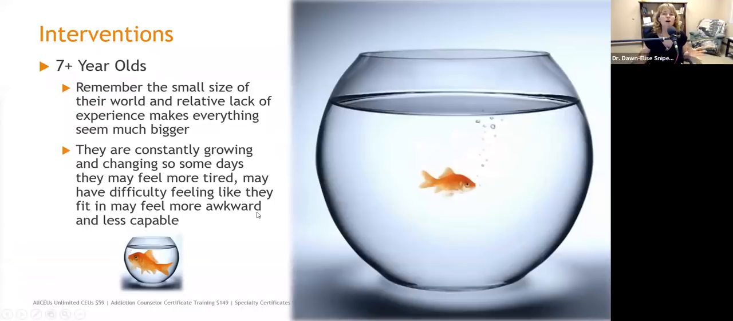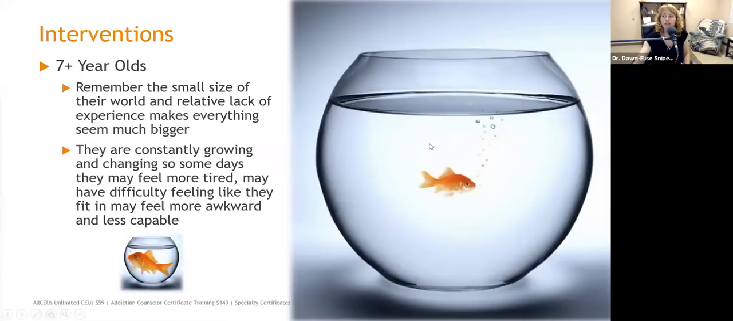7-year-olds, remember the small size of their world and relative lack of experience makes everything seem so much bigger. They're constantly growing and changing, so some days they may feel more tired, may have difficulty feeling like they fit in, or may feel more awkward and less capable. Think of it like a goldfish in a little tiny bowl. It doesn't have much room to move around, doesn't have much knowledge of what's going on. So if somebody put another fish into this little tiny goldfish bowl, that would be really uncomfortable for that goldfish because they don't have anything else to draw from. They don't have anywhere else to go.